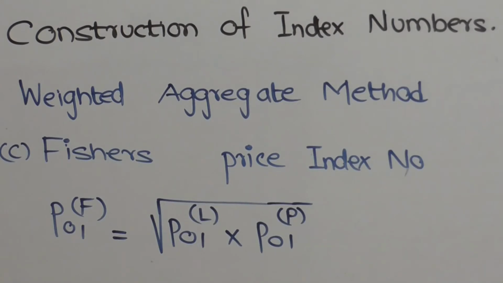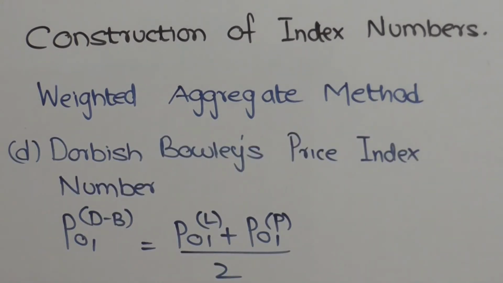Third formula, Fisher's price index number, denoted by P01F, equals the square root of P01L multiplied by P01P. Fourth formula, Dorbish-Bowley's price index number, denoted by P01DB, is the average of the Laspeyres index number and the Paasche index number, that is P01L plus P01P, the whole upon 2.